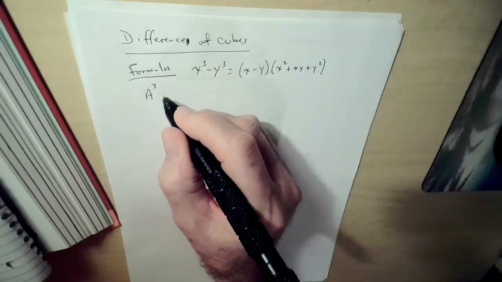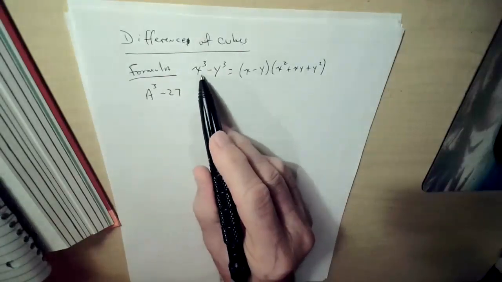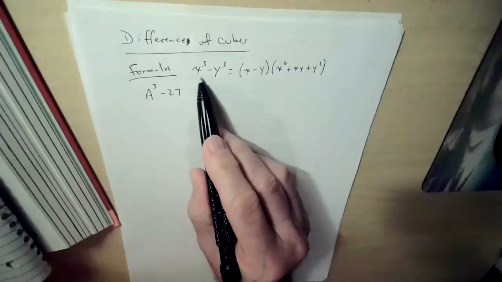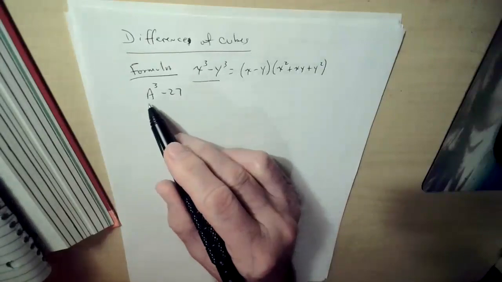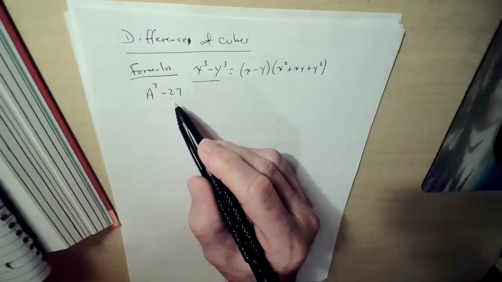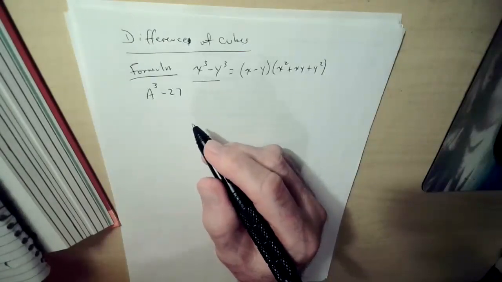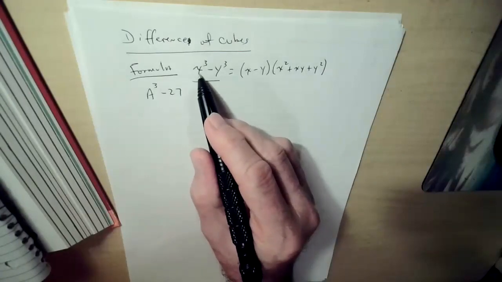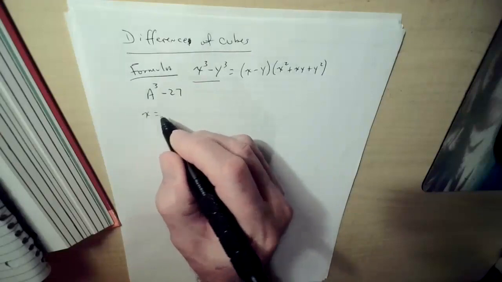So if you have this, you have a cubed minus 27. Okay, this is a perfect cube. This is a perfect cube. Okay, so this is what we have here. Now instead of x and y, we've got a and y.